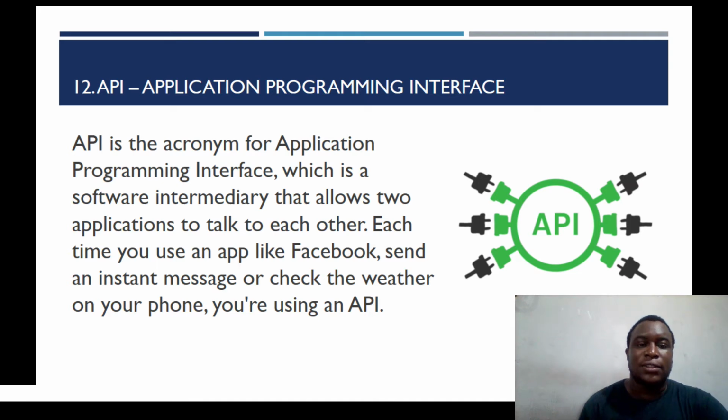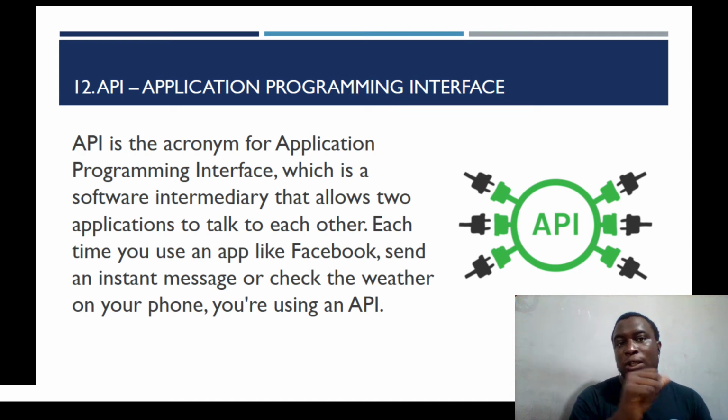Then we have the API, application programming interface. This is the software intermediary that allows two applications to talk to each other. So let me explain this a bit. If you are using WhatsApp on your phone and you are chatting with someone who is in America, let me say you're in the UK, the reason why the WhatsApp on your phone can communicate with the WhatsApp on the phone of someone in America is because of this API. You understand? It is standing as an intermediary between you and the guy in America.